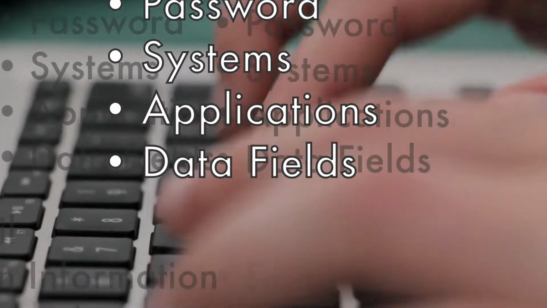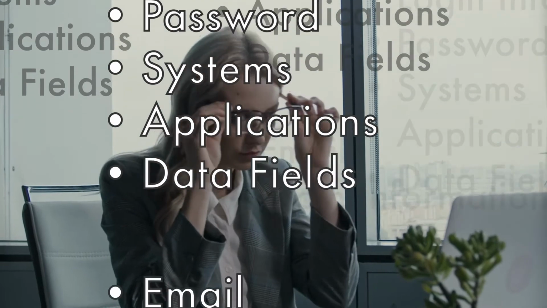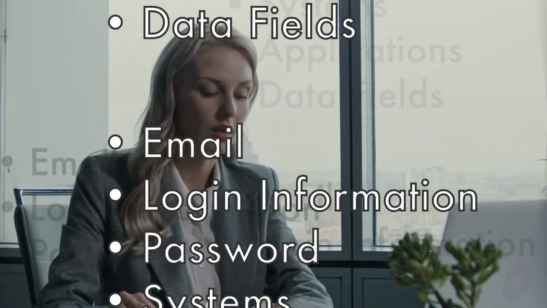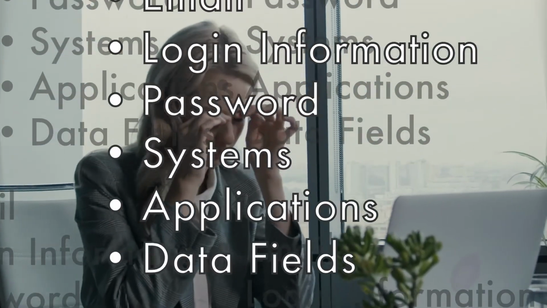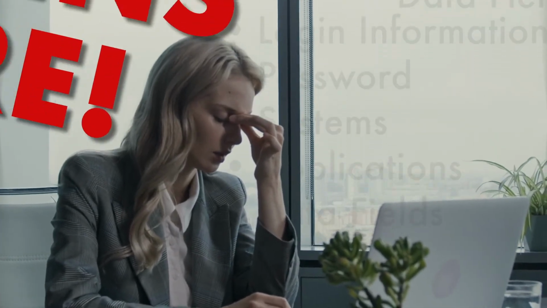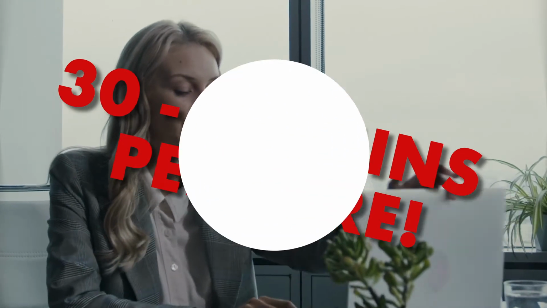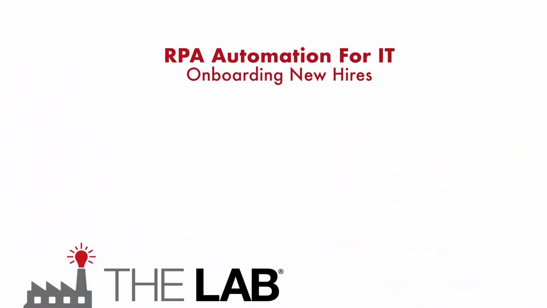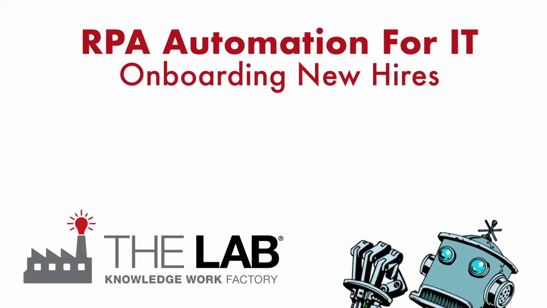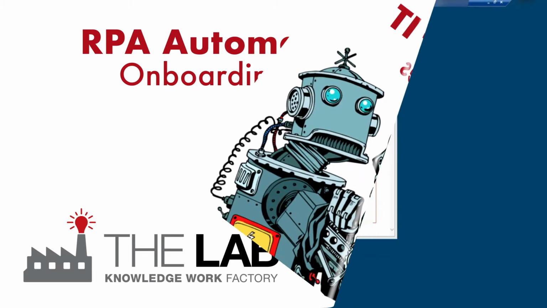Your IT and IS staff need to access all these systems, enter usernames without a single mistake, set up system access, update files, and more for each system for each new hire. In fact, onboarding typically takes an IT staffer 30 to 45 minutes for each new hire. Now you can automate the entire IT onboarding process for new hires thanks to robotic process automation, or RPA bots, from the lab. Check this out.